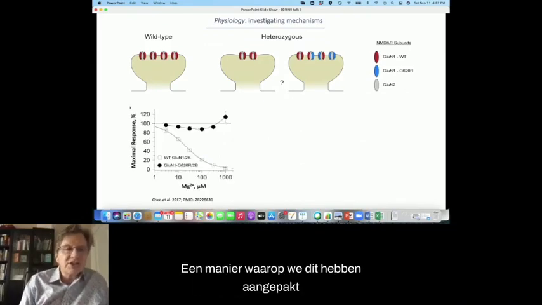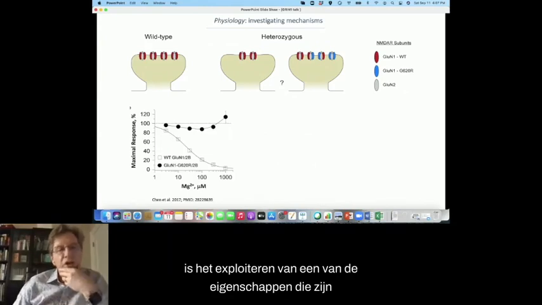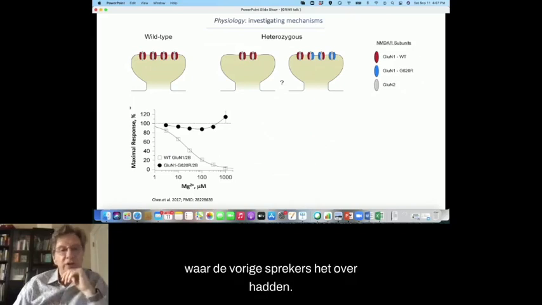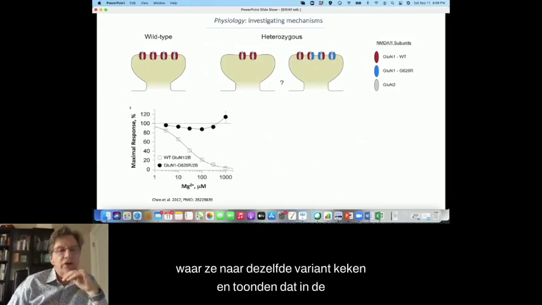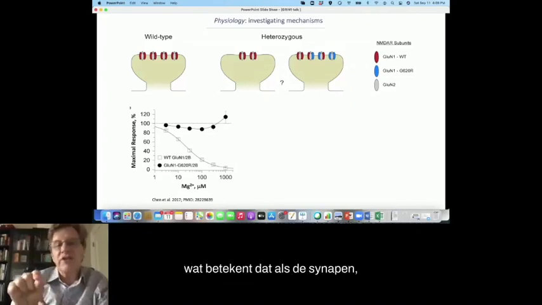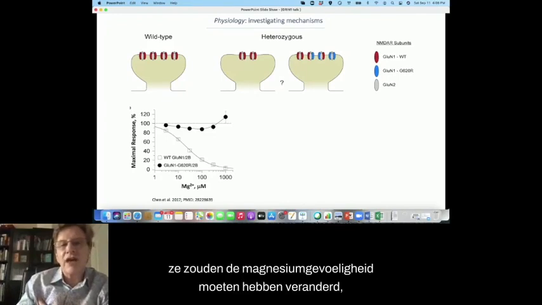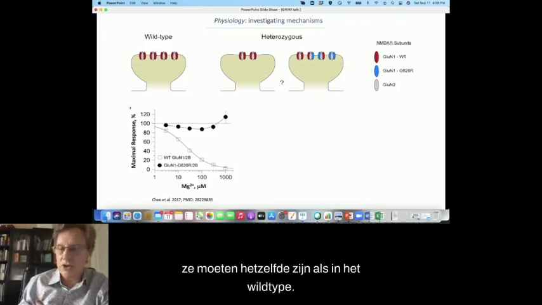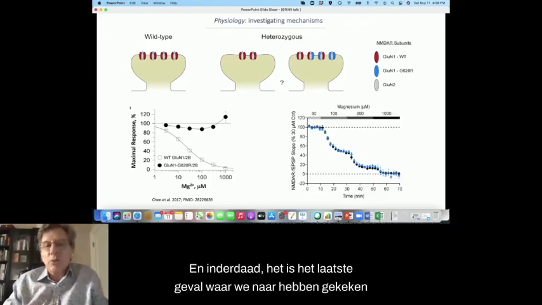One way we've addressed this is to exploit one of the properties that had been identified previously using the HEK cell type of recording that the previous speakers were talking about. This is from the Stephen Traynelis lab, where they looked at the same variant and showed that in the HEK cell expression system, you lose sensitivity to magnesium ions, which means if the receptors are getting to the synapse, they should have altered magnesium sensitivity. But if they're not getting to the synapse, then the magnesium sensitivity should be the same as in the wild type. And indeed, it's the latter case that we see.